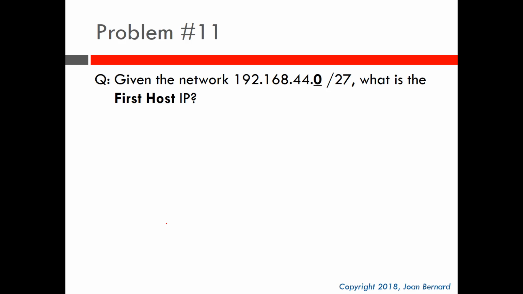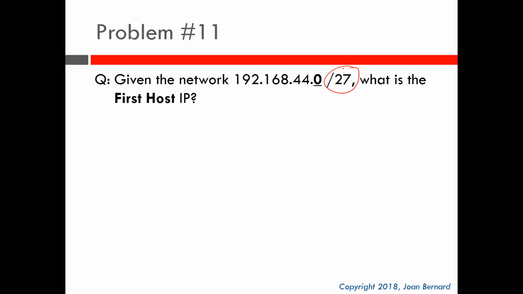Given the network 192.168.44.0/27, what's the first host IP? Now, when we see a problem like this, we want to think a couple of different things. One, I look at the /27 CIDR notation. So I know I'm talking about a range of IP addresses where I only have 32 numbers in there. One's going to be the network, one's going to be the broadcast. And then I'm going to see, okay, what is it that I'm looking for?